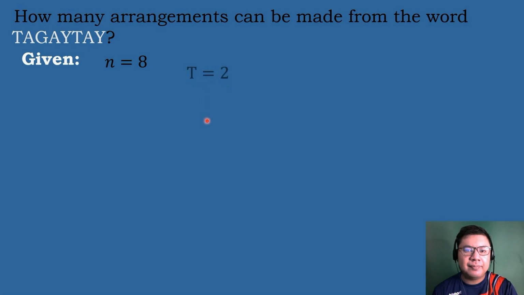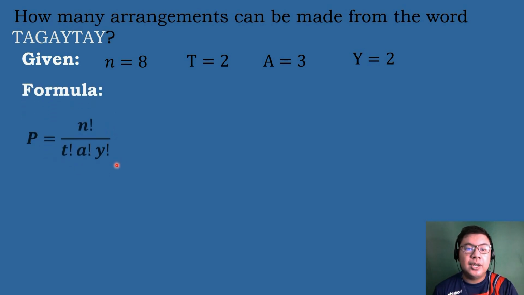And then after that, letter T is repeated 2 times, letter A is repeated 3 times, and letter Y is repeated 2 times. After that, we will use the formula of distinguishable permutations, in which P is equal to n factorial over t factorial times a factorial times y factorial.